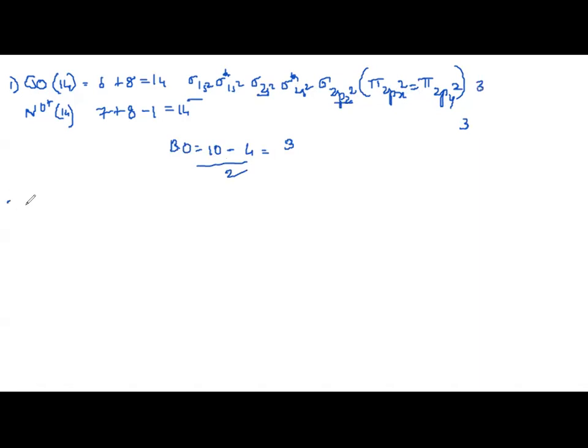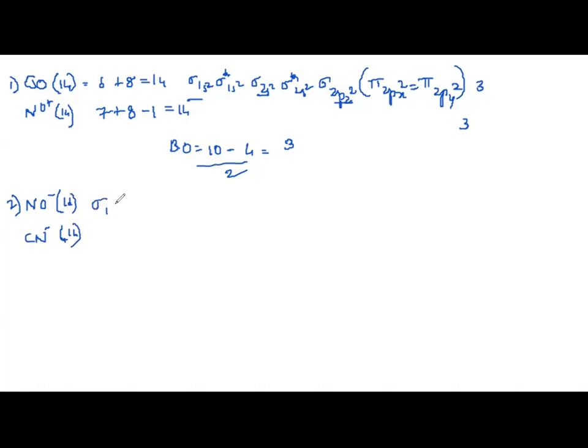Now, what if we have NO minus and CN minus? Nitrogen, for NO is 7 plus 8, 15. Minus 1 means plus 1, 16 electrons. So here there are 16 electrons. CN, carbon is 6, 6 plus 7, 13, 14 electrons. So both are having different numbers of electrons, which means the bond order will surely differ.